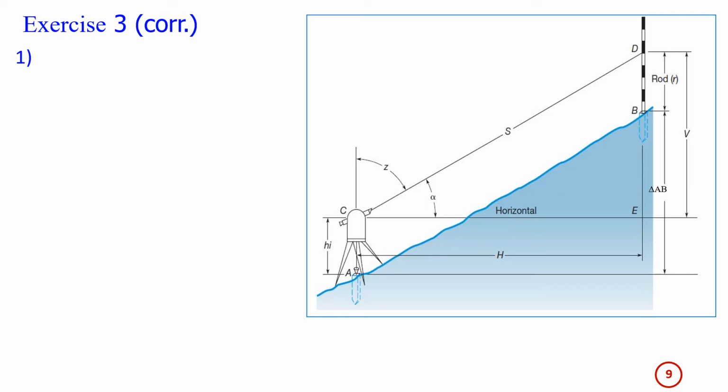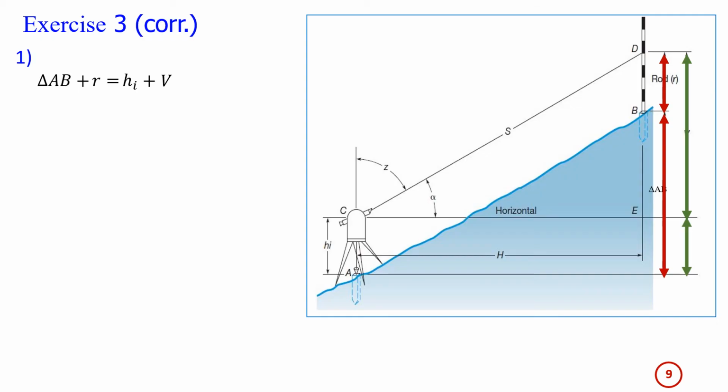Let's move now to the calculations. If you take delta AB plus R is equal to HI plus V, this is my first relation. This relation links delta AB, the difference in elevation between A and B, R, HI, and V.